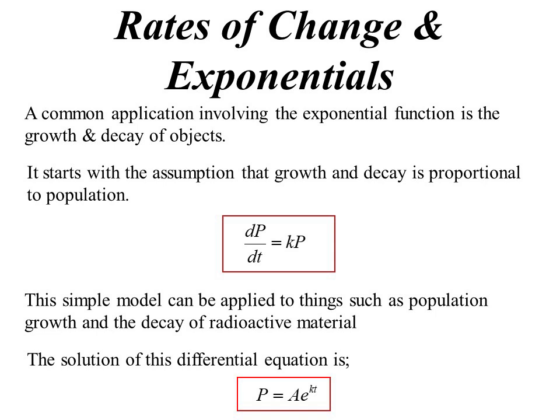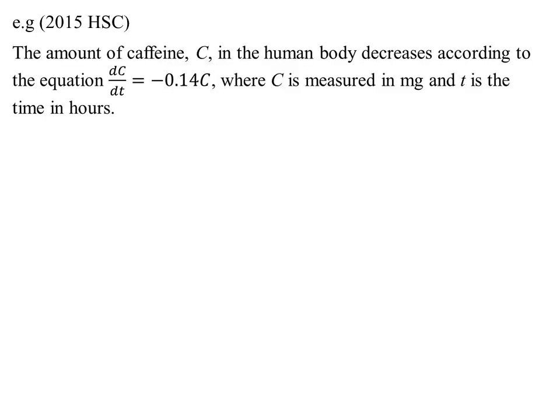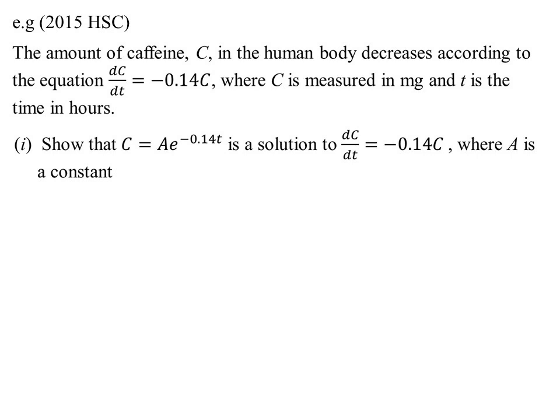But at this stage of the game, well, let's do an example to show you the sort of question we might get. And this one comes from the 2015 HSC. The amount of caffeine in the body decreases according to dC/dt equals negative 0.14C. So decreasing, so we're expecting a negative rate. C is in milligrams, time is in hours. And so basically they say, show this is a solution.